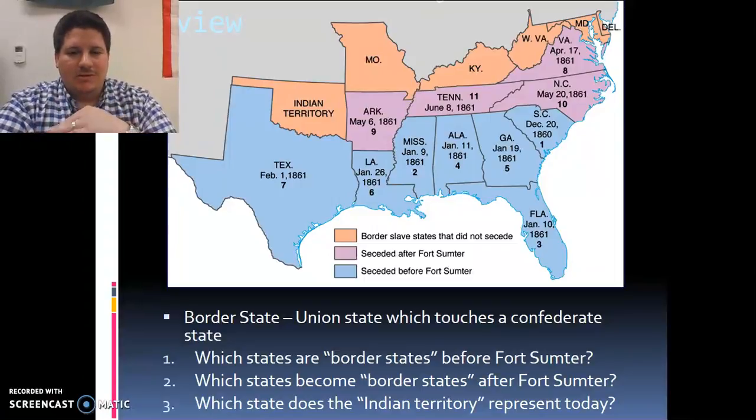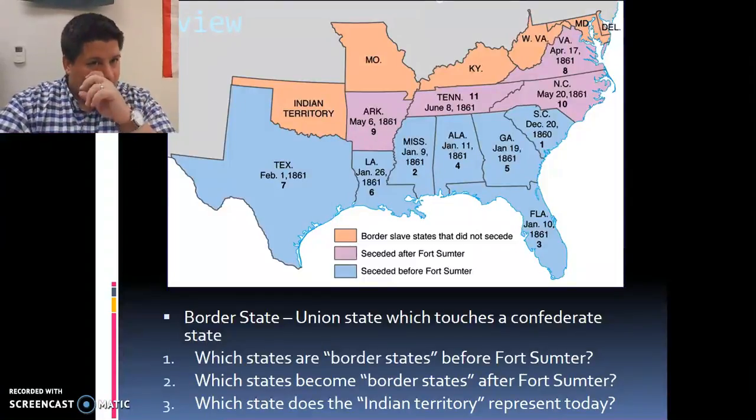So, first of all, preview page, relatively simple activity today. Bigger focus is going to be your geography skills. So, you're going to draw this map of the southern states. And what I want you to think about is when I say the words border state, I want you to know what I'm talking about when I say that word. So, first of all, border state, the definition is a union state which touches a Confederate state. The border states would be these middle states here.